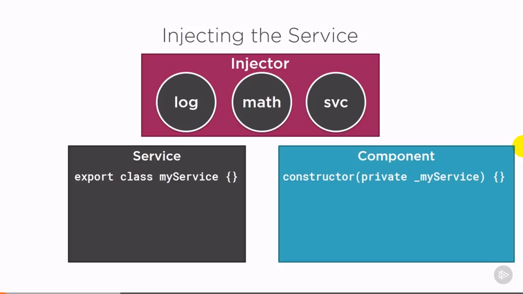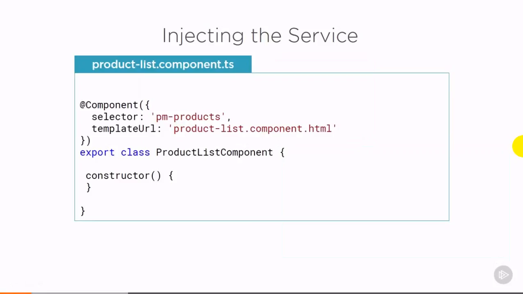Here again is our diagram. In the last clip, we saw how to register the service with the Angular injector. Now we just need to define it as a dependency, so the injector will provide the instance to the classes that need it. So, how do we do dependency injection in Angular? Well, the better question is, how do we do dependency injection in TypeScript? The answer is, in the constructor.